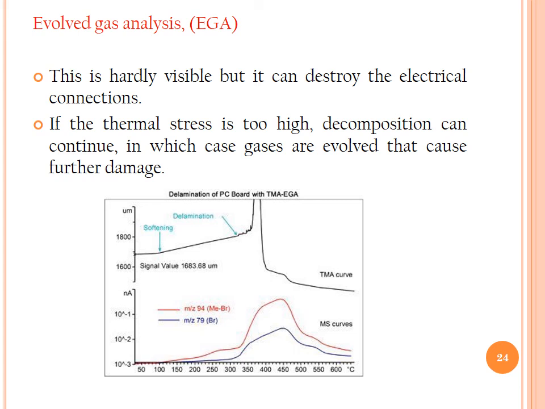TGA was also hyphenated with FTIR, LCMS, and GCMS, also known as MS, while evolved gas analysis can also be determined by using TMA, thermal mechanical analysis, connected with a mass spectrometer. That is called the TMA EGA curve. From the TMA EGA curve, we can easily assess the delamination of PC boards and what kind of behavior will be shown by the PC board if it is exposed to high temperature.